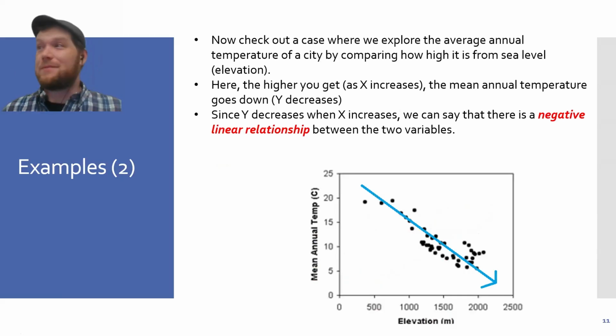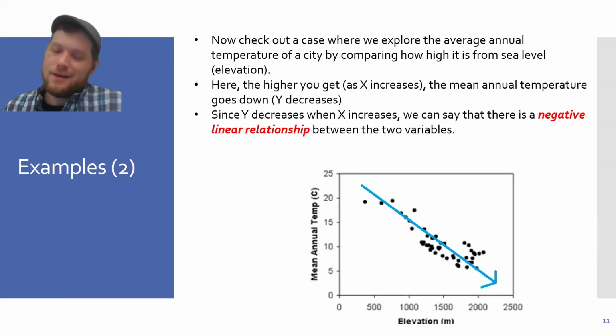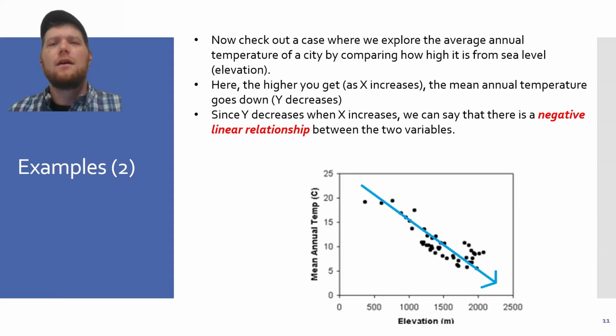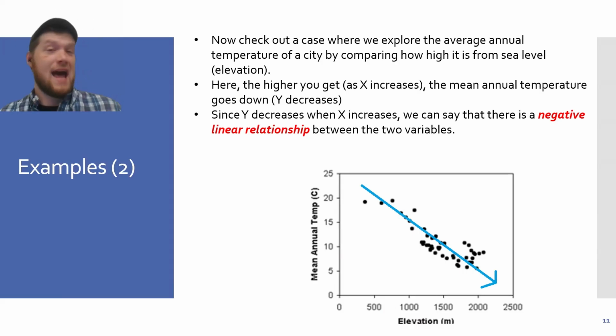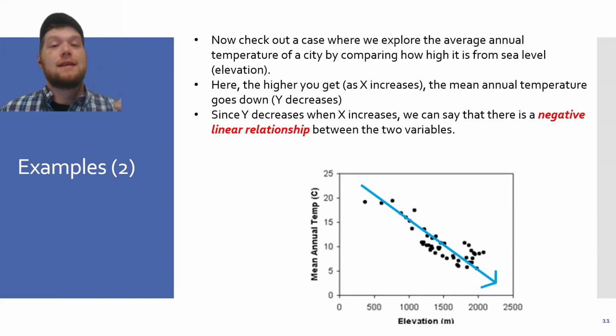If I want to look at something a little bit more scientific, but not too much, elevation. If I go higher and higher above sea level, the mean annual temperature, this is in Celsius, you could still do it in Fahrenheit if you wanted to, as x increases, that temperature actually goes down because there's less atmosphere, so it gets a little bit colder. That's why you see snow on the mountaintops and whatnot. Since y will decrease when x increases, there's a negative linear relationship happening between these two variables.